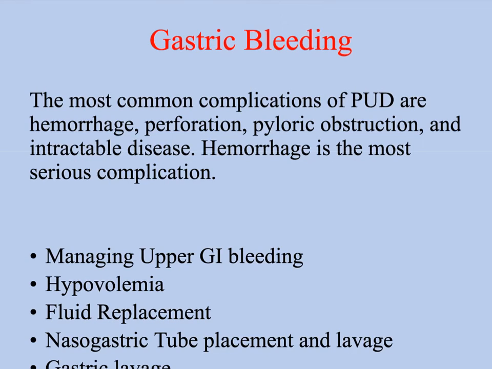So basically what happens is these ulcerated areas in the GI tract, in the stomach or in the duodenum, will start to bleed, and the patient can have a very serious hemorrhage from the bleeding. It's highly vascular, so the bleeding can actually be life-threatening if not managed well.